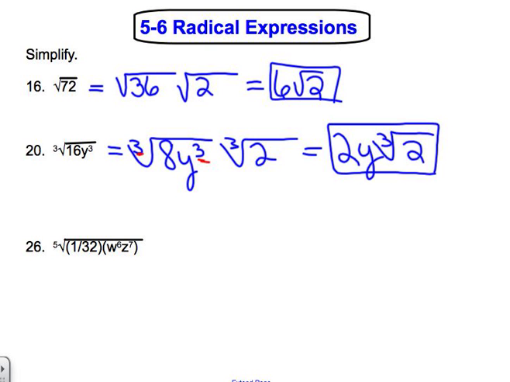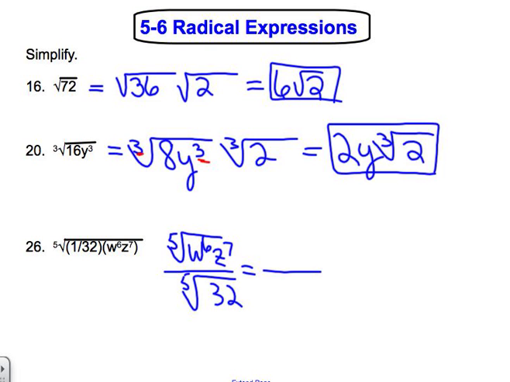Number 26 is the 5th root, and we want to divide a fraction, because it is a fraction, into 2 pieces, the top part and the bottom part. The top part is w to the 6th power z to the 7th. The bottom part is 32. The denominator comes out nice because the 5th root of 32 is 2, because 2 times itself 5 times gives you 32.